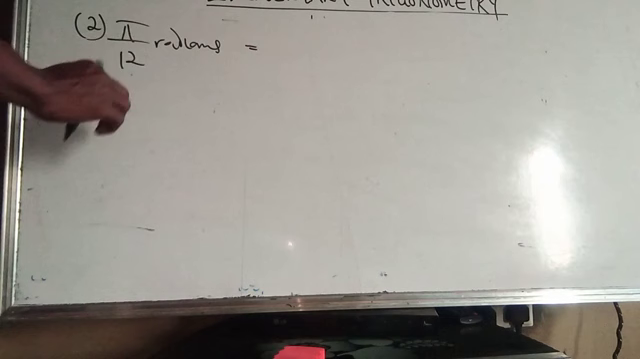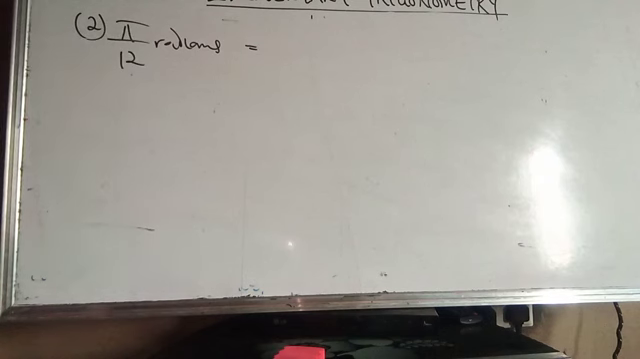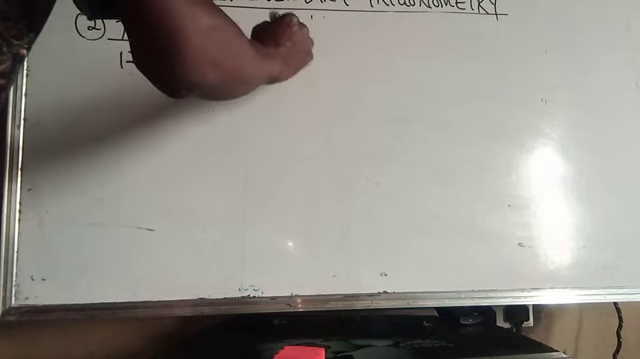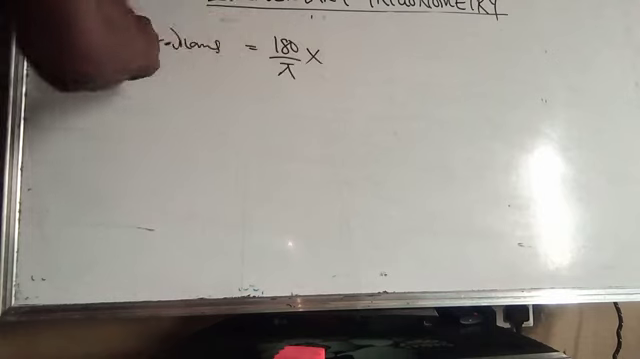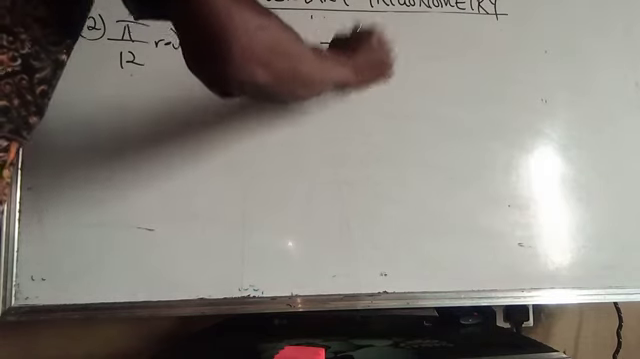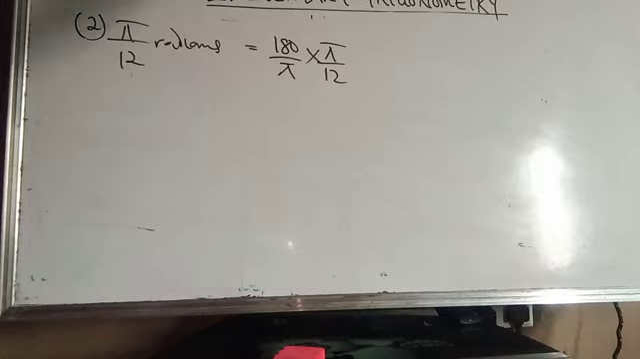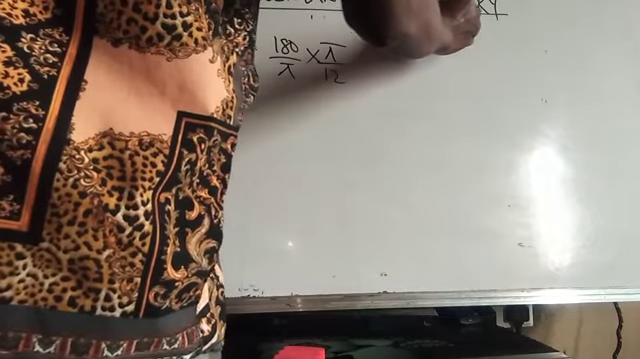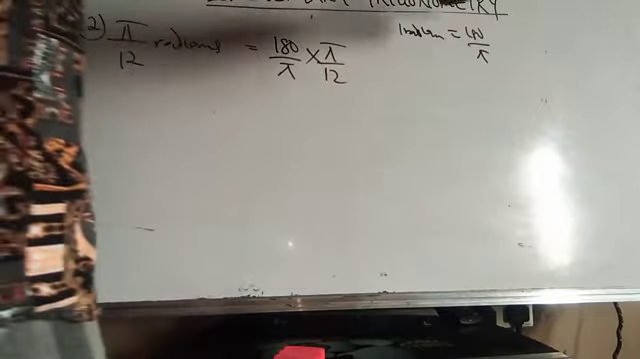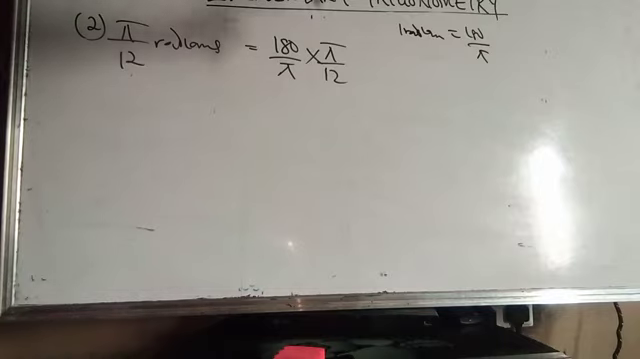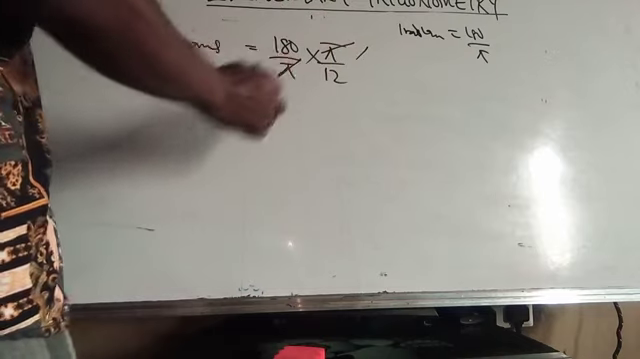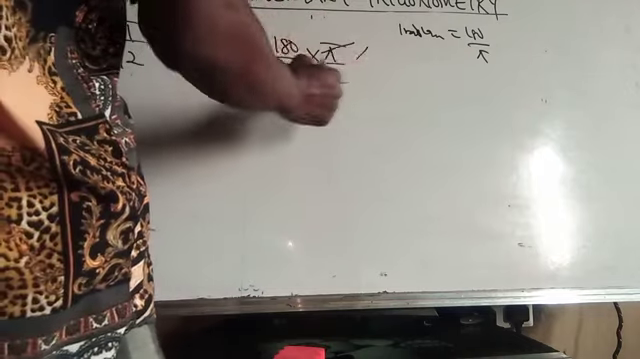We already know that 1 radian is equal to 180 all over pi. So pi over 12 radian will be 180 all over pi multiplied by pi over 12, because if one radian is 180 over pi, pi over 12 of it will be this. So pi will cancel pi. If you divide 180 by 12, you're going to have 15 degrees.